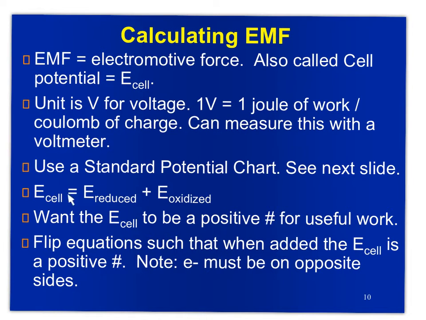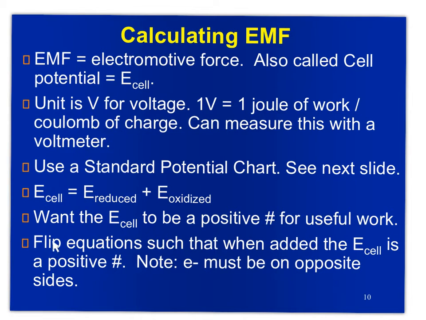So the potential of the cell is the potential of the reduced and the oxidized. And we want the E cell, so that final number, to be positive. Otherwise, we don't get useful work out of it. And so if you remember from Gibbs free energy, spontaneity with Gibbs free energy is a minus G, and spontaneity with this is a positive number here.